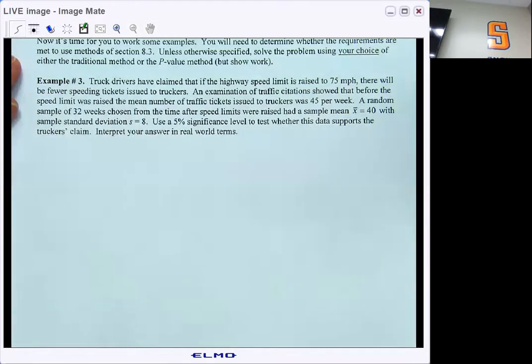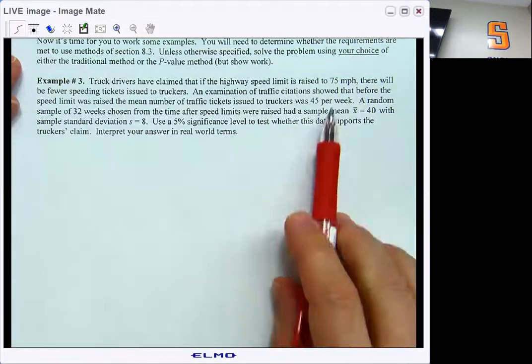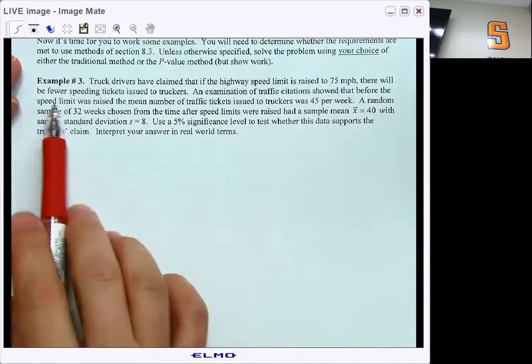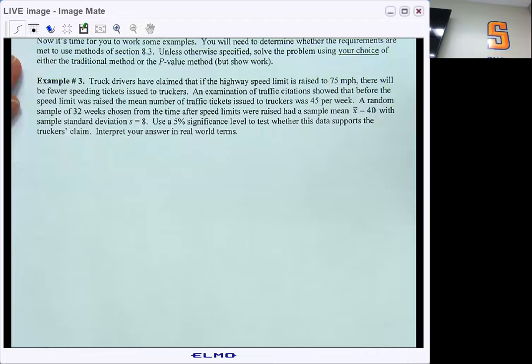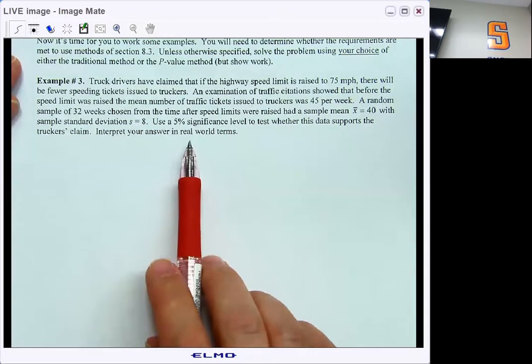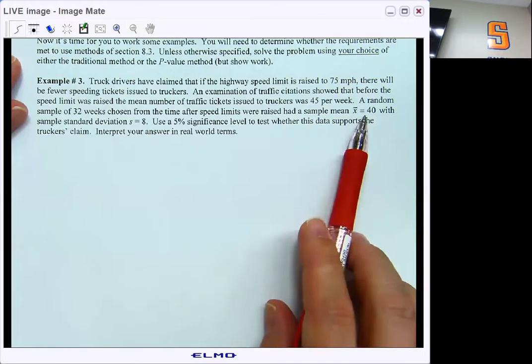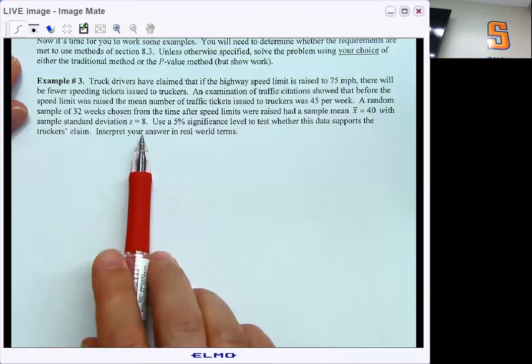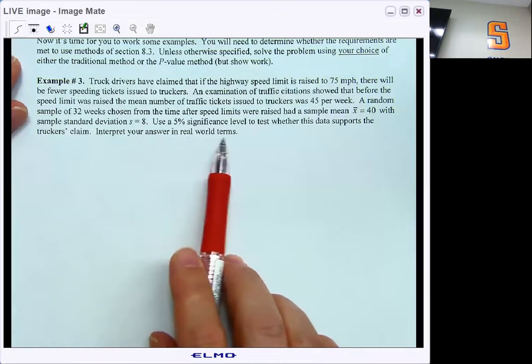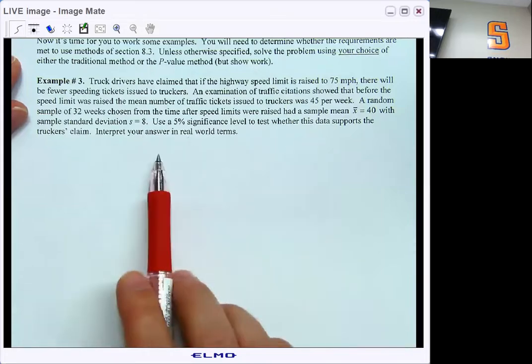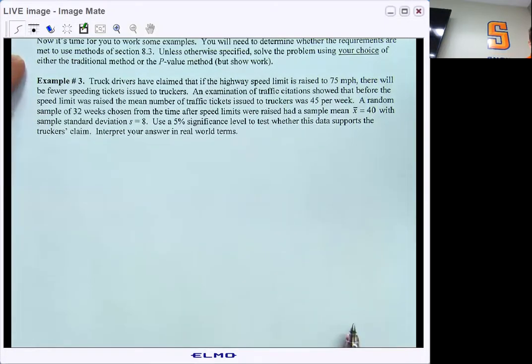Truck drivers have claimed that if the highway speed limit is raised to 75 miles per hour in a certain area, there will be fewer speeding tickets issued to truckers. An examination of traffic citations showed that before the speed limit was raised, the mean number of traffic tickets issued to truckers was 45 per week. A random sample of 32 weeks chosen from the time after the speed limits were raised had a sample mean of 40 with a sample standard deviation of 8. Use a 5% level of significance to test whether the data supports the trucker's claim. Interpret your answer in real-world terms.